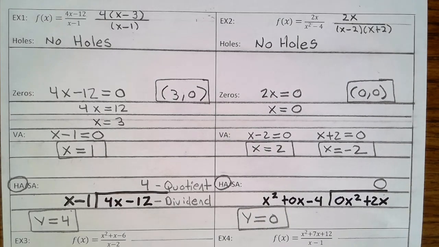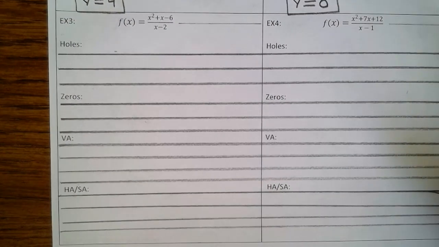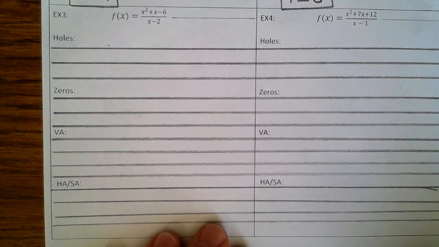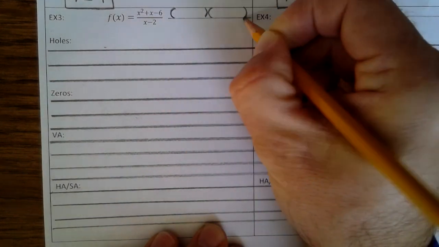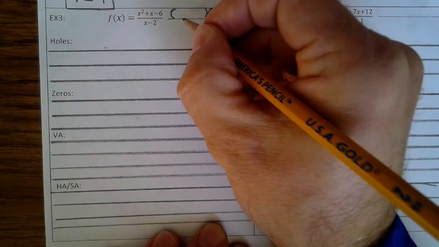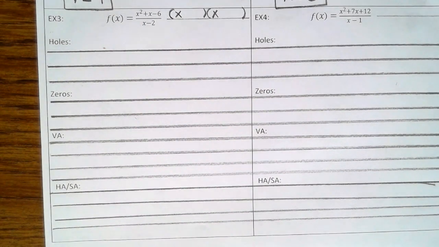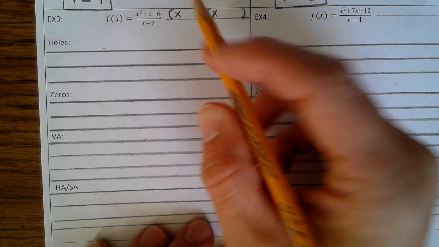All right, now let's take a look at example 3. Okay, now again, we factor the numerator and denominator. So we know that this is going to factor as 2 parentheses. We know that x and x makes x squared. Now we have to ask ourselves, what do you multiply to give you -6 and combine to be +1? The answer to that is x plus 3, x minus 2.